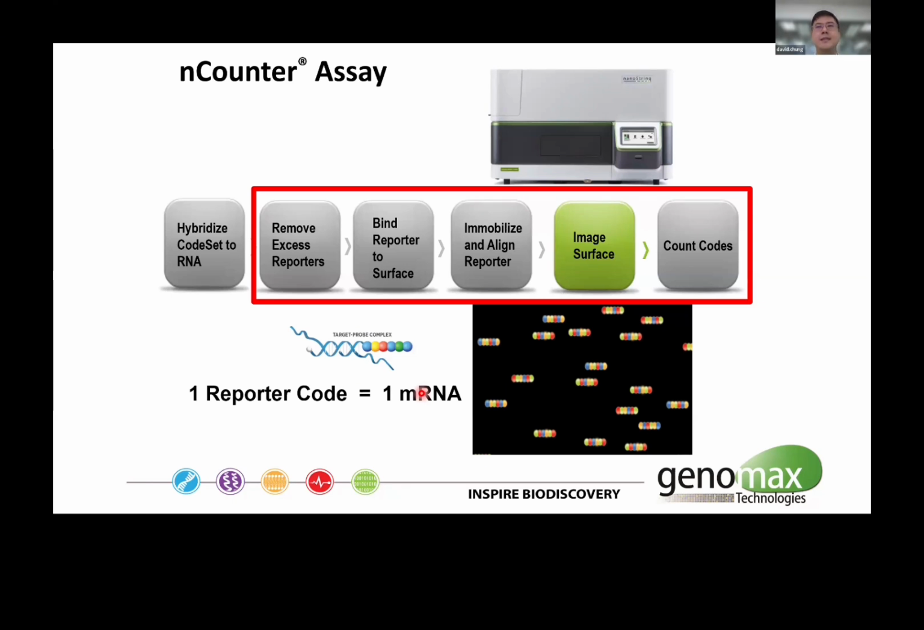NGS is also considered a digital counting platform because after it does a sequence alignment, it can count the number of transcripts detected for each of the different genes in the sample. So the fold change between different samples is actually the difference in terms of the number of transcripts detected in each sample.